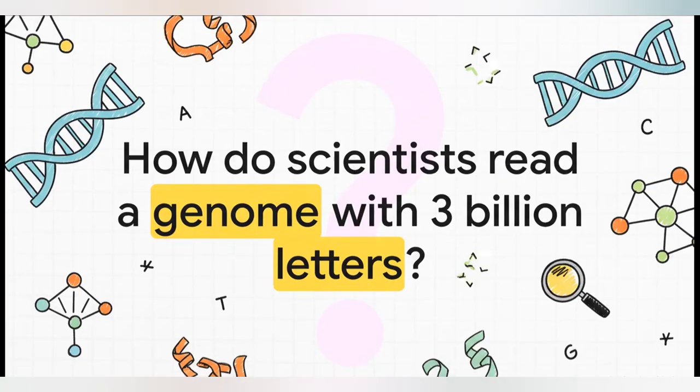So let's kick things off with a problem that is, frankly, mind-boggling. The human genome. It's like a book with 3 billion letters. How on earth do you even start to read that? And more importantly, how do you find the tiny typos that could lead to disease when you have to compare it to thousands of other genomes?